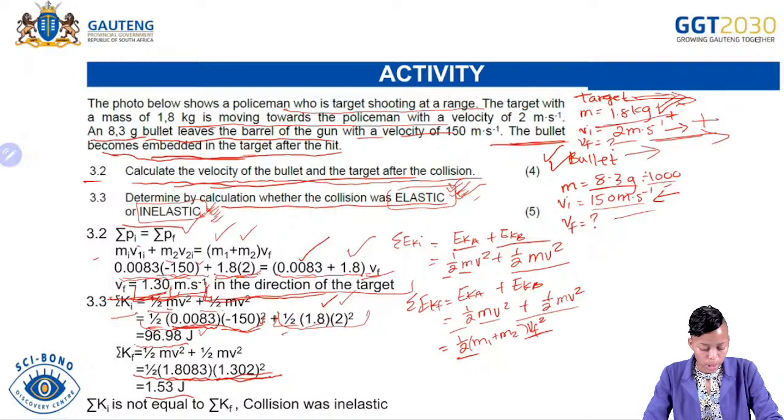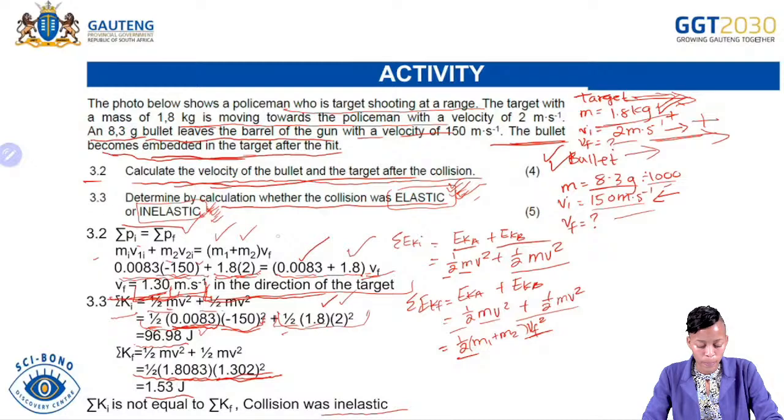So from there, what are we saying? From there we are saying the sum of the kinetic energy initial is not equal to the sum of the kinetic energy after the collision. Therefore the collision was inelastic.